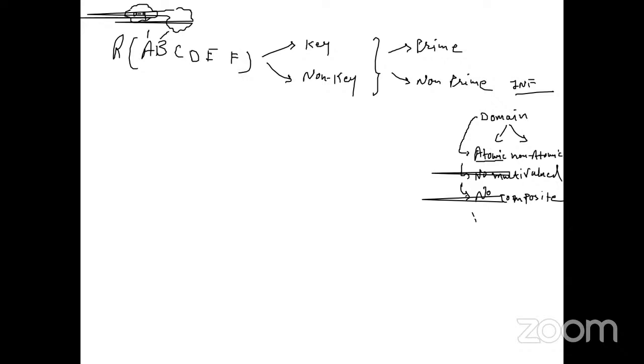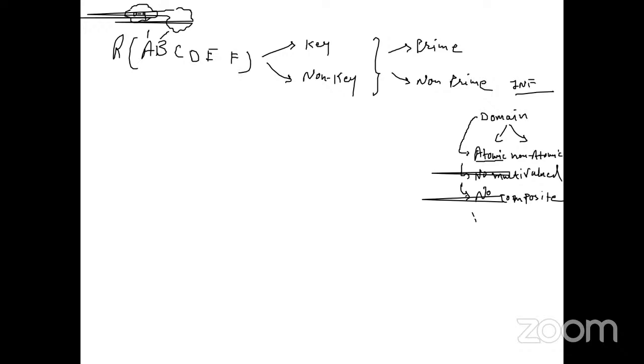Okay. So I hope all of you are clear with this rule of first normal form, right? Where we follow that the domain must be atomic. There should be no multivalued attribute. There should be no composite attribute. There should be no nested relation. That is like table within table or relation within relation, right?